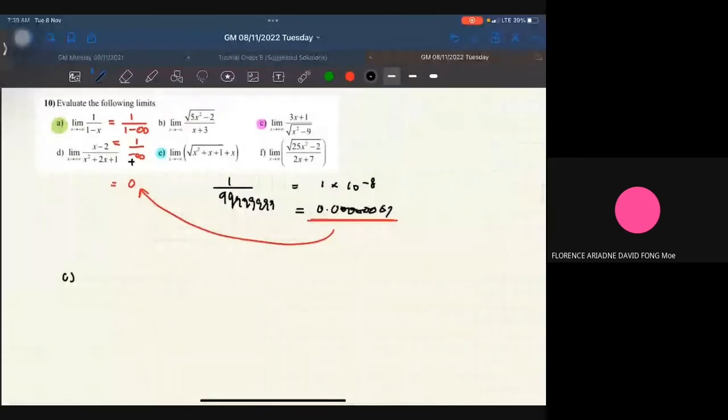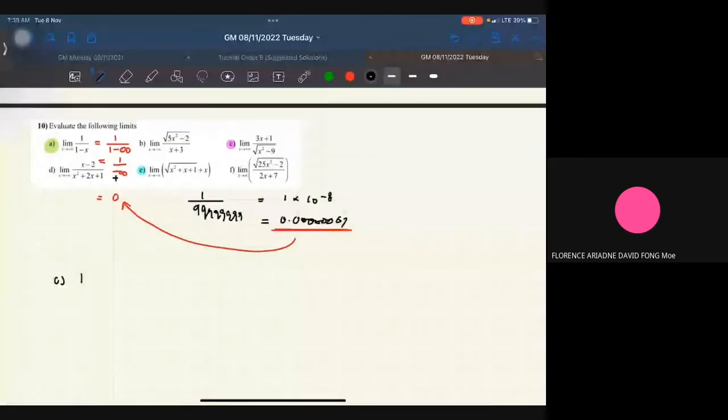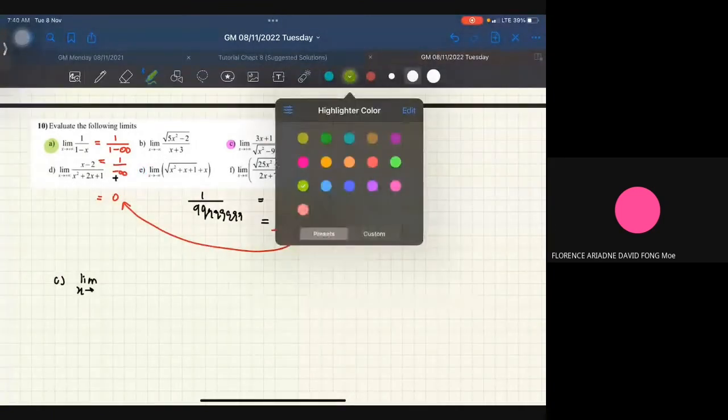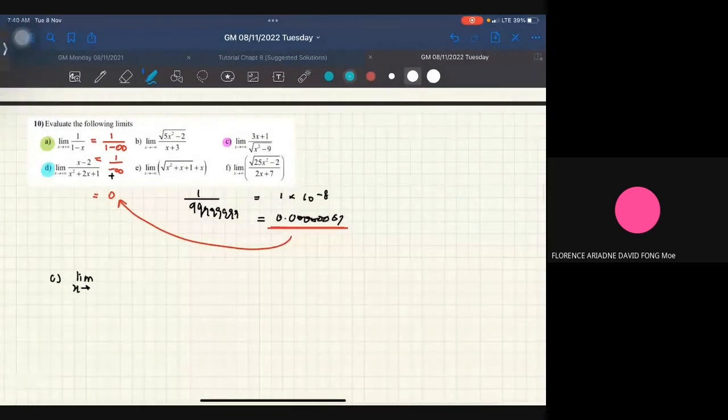Soalan saya adalah limit X approaching, buat C ke? Sekejap saya tak nak buat C lah. Saya tak nak buat C dulu maksud saya. Okay, saya nak buat D dulu. Let me do D first.